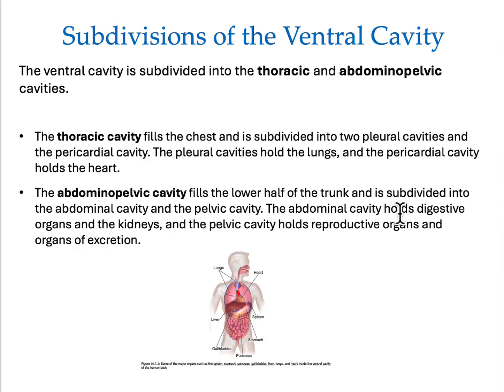Subdivisions of the ventral cavity. The ventral cavity is subdivided into the thoracic and abdominal pelvic cavities. The thoracic cavity fills the chest and is subdivided into two pleural cavities and the pericardial cavity. The pleural cavities hold the lungs and the pericardial cavity holds the heart. The abdominal pelvic cavity fills the lower half of the trunk and is subdivided into the abdominal cavity and the pelvic cavity. The abdominal cavity holds digestive organs and the kidneys, and the pelvic cavity holds reproductive organs and organs of excretion.